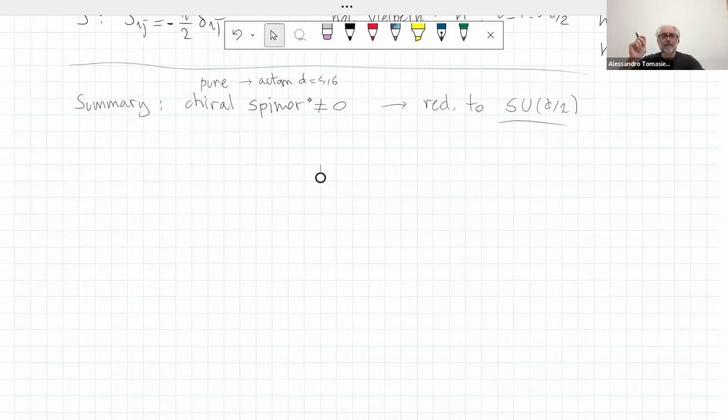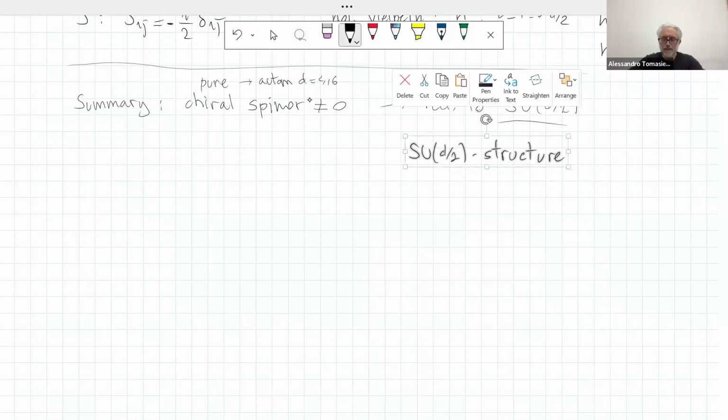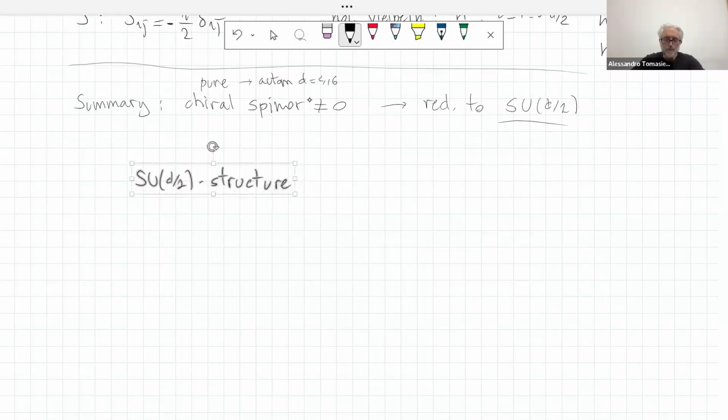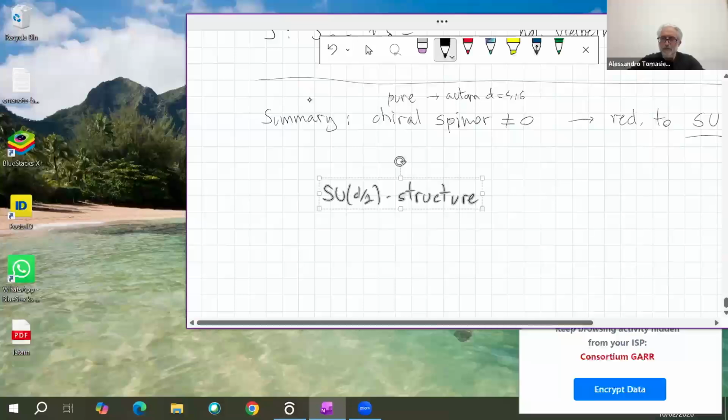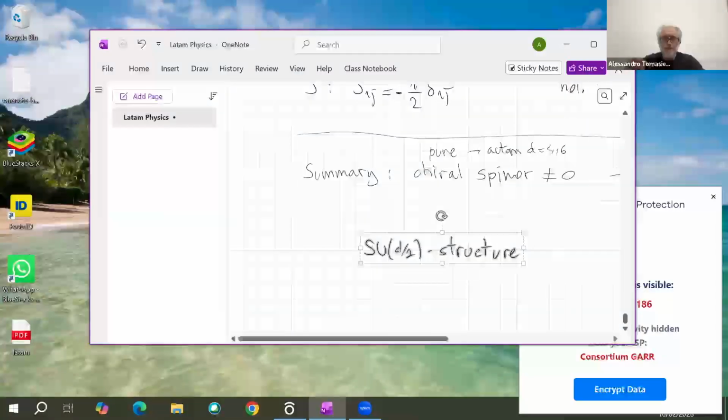Fantastic. So we can now study a bit more this reduction. In fact, people call this SU d/2 structure, the data of this reduction of the structure group. So something happened. Something bad. I don't know what I touched.